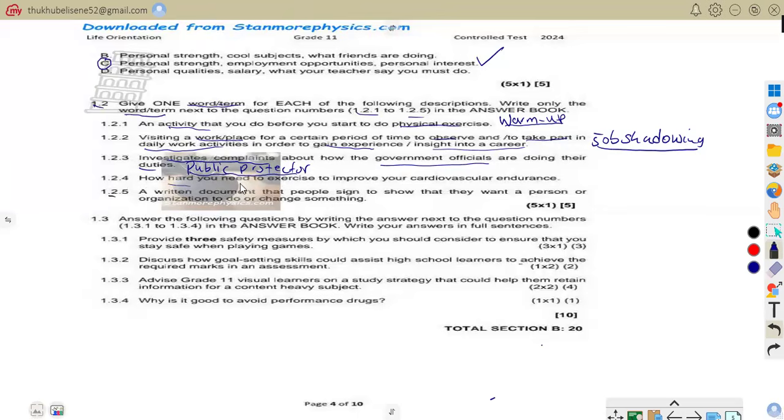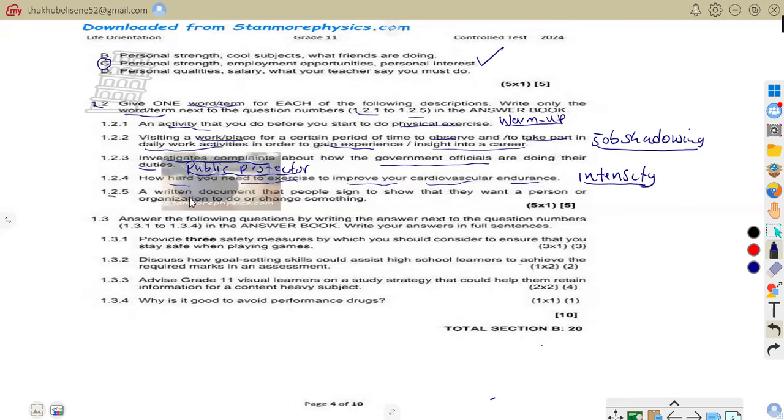1.24, how hard you need to exercise to improve your cardiovascular endurance. So that is when we're talking about intensity. So the suitable term there is intensity. Intensity is the level of effort used during physical activity. For example, you can sprint, that is high intensity. You can walk, walking is a low intensity. So hope you are together on that.